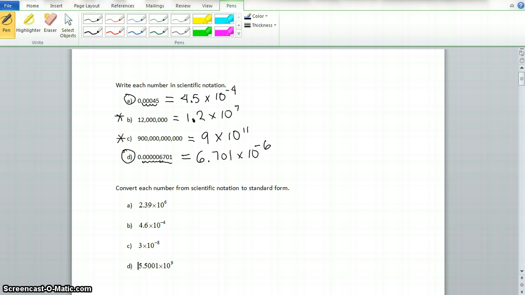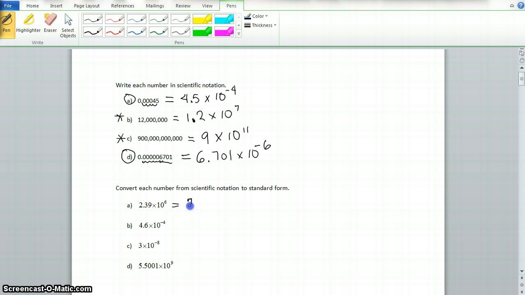It says convert each number from scientific notation to standard form. These numbers will either be large numbers or small decimal numbers. These are pretty easy because, look at part A, 2.39 times 10 to the positive 6. Since it's positive, you see the decimal is already between the 2 and the 3. It's positive, so you want a large number, and you're going to move that decimal to the right.